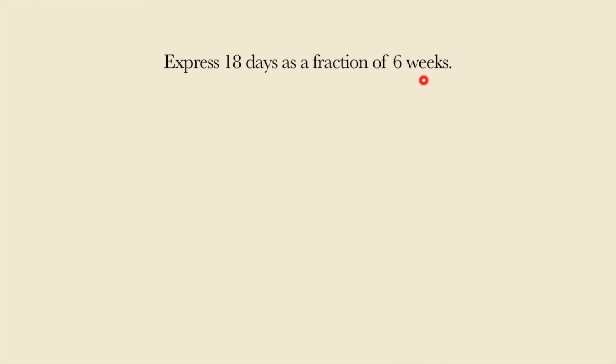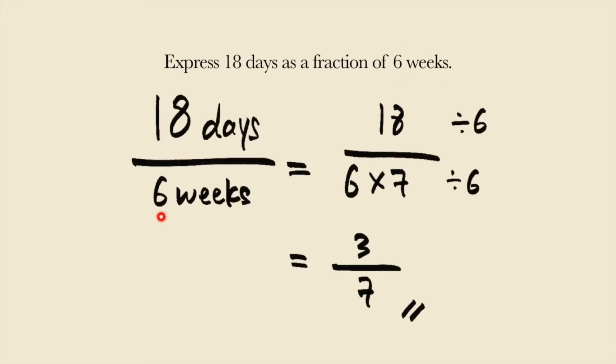Express 18 days as a fraction of 6 weeks. So different units plus the word "of" tells me 6 weeks is the denominator. So 18 days out of 6 weeks. Convert weeks to days, which means I'm going to multiply by 7. But before I do that, I know that I can divide both by 6. So 18 divided by 6 is 3. 6 divided by 6 is 1. So therefore, 3/7 is the answer.